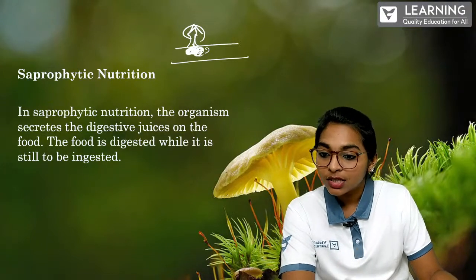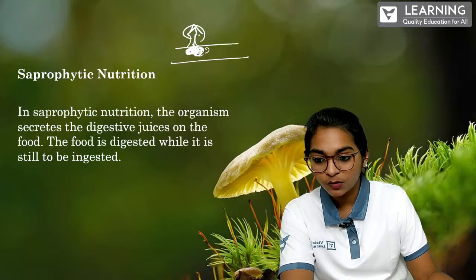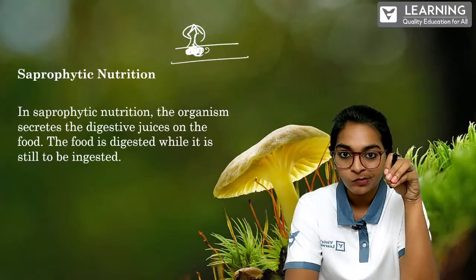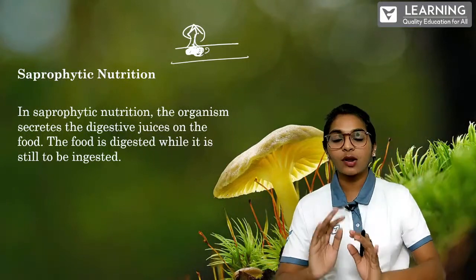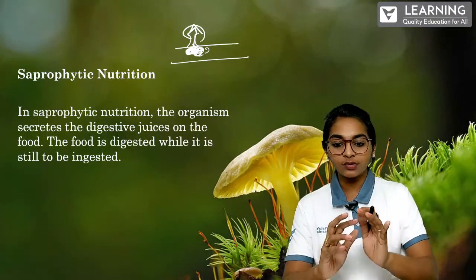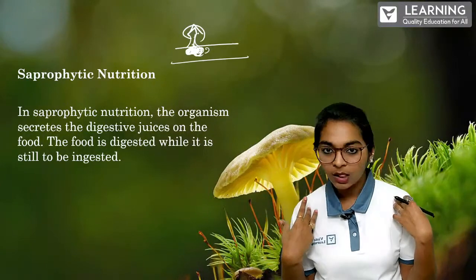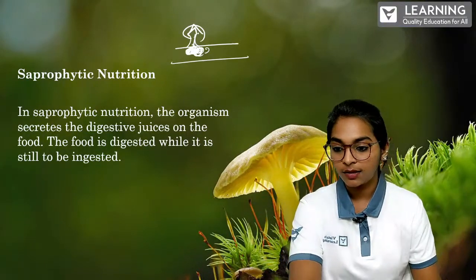Is it clear? So that is why this is called the saprophytic mode of nutrition, in which digestion happens outside the body of the organism. It applies the digestive enzymes directly on the foodstuff, the digestion happens there, and then it will ingest it. Is it clear? One good example is fungi.